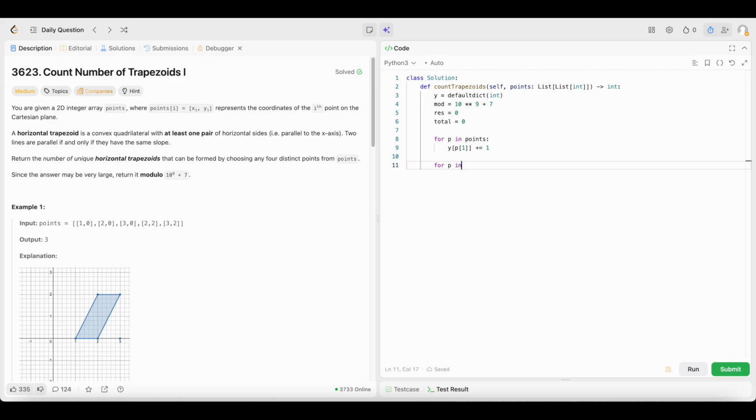And now we will loop through the values of y, which is the y-coordinates. So for p in y values, and we'll use the formula to calculate the number of edges. So p times p minus 1 divided by 2. And then we will add the product of edges and the current total available to the result. And then we will update the total available edges by adding edges. And then we can return the result modulo mod. Let's see if it works.